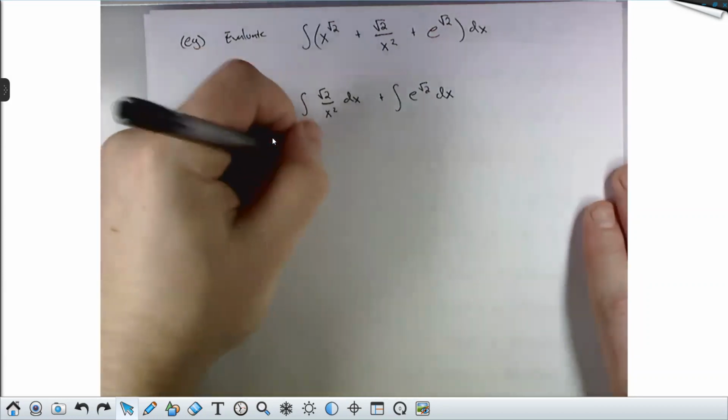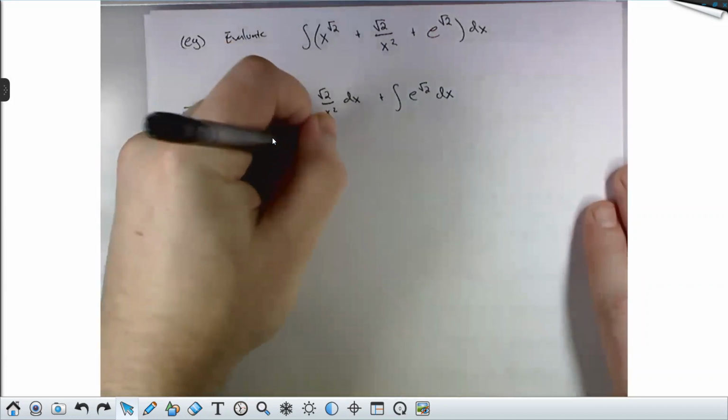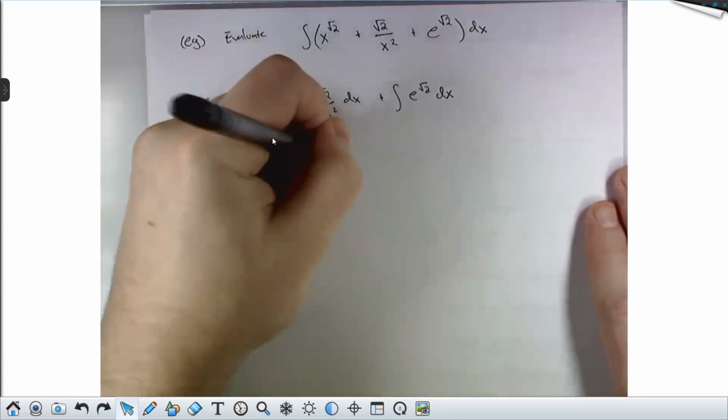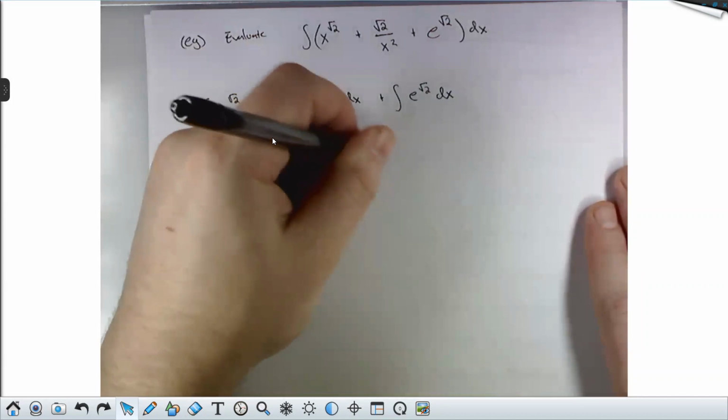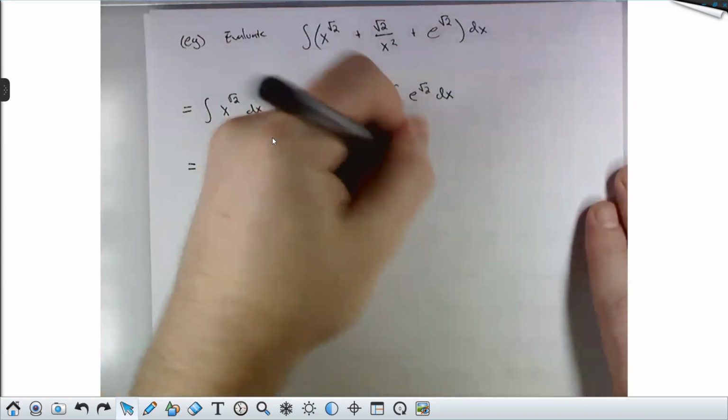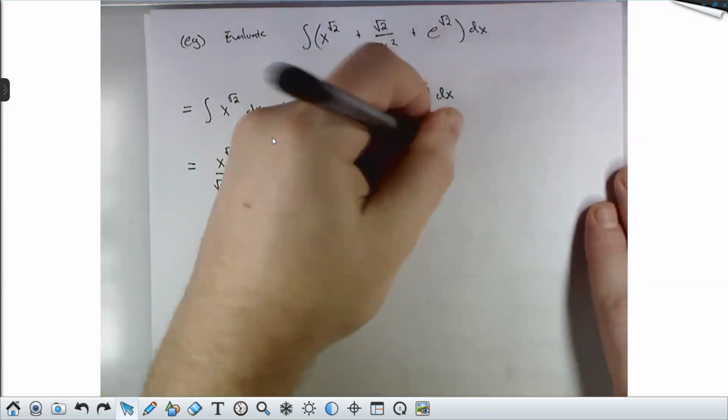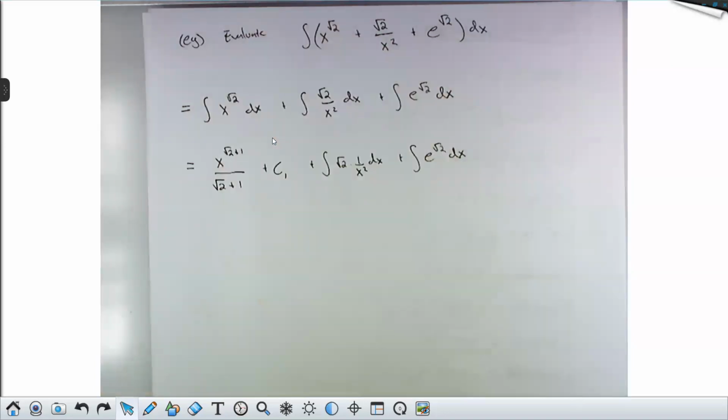And then we still have these other two. This is integral of, I'll write it as root 2 times 1 over x squared dx plus integral of e to the root 2 dx. How do I handle the middle guy? What can I do for this? I can pop this root 2 off the top. Same thing we did with the 7 on that first example. But what can I do here?